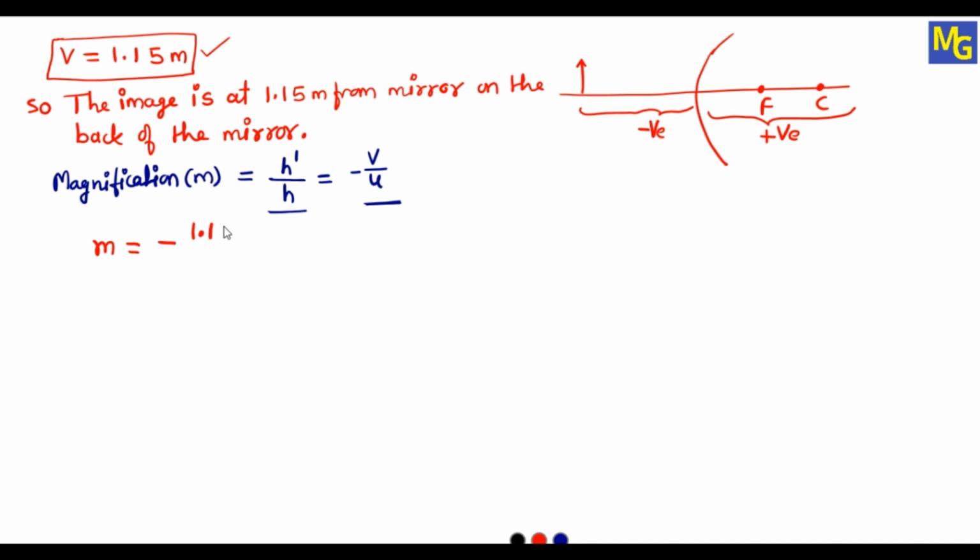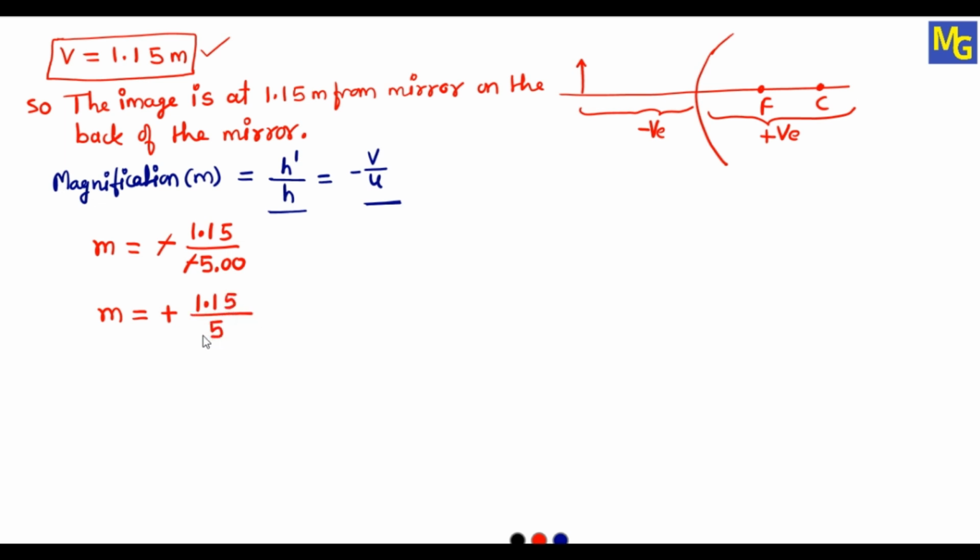And what is our u? U was 5 meter and it was negative. So I'll write it as 5.00 meter. Now see there, the negative sign will get cancelled. It will become positive. So m is equal to positive 1.15 divided by 5, like this it will be.